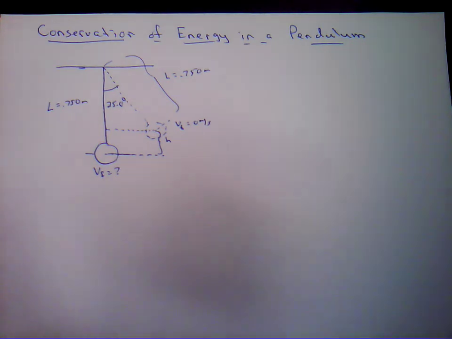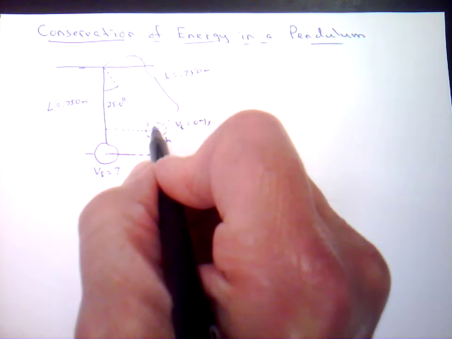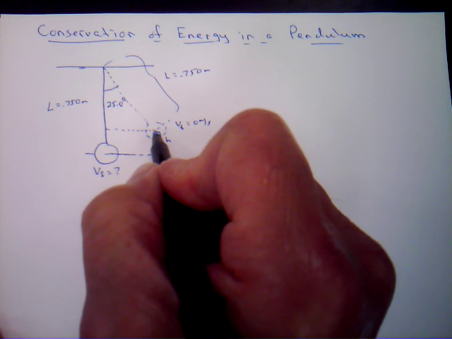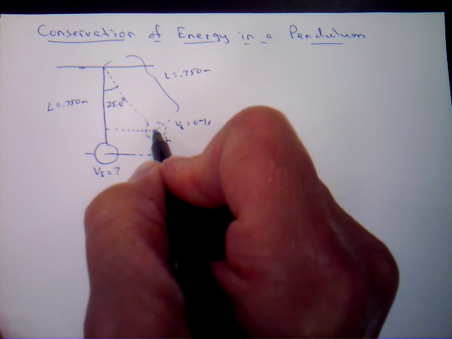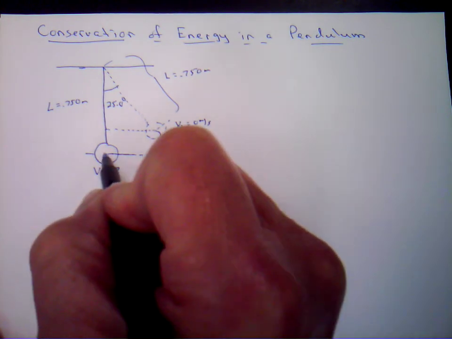Remember, we're going to use energy relationships to do this. When you use energy relationships, what might seem like a complex problem can actually become a fairly easy problem. So let's see if we can do this. At this point right here, the law of conservation of energy says that all the energy that it has here must be the same as all the energy that it has there.